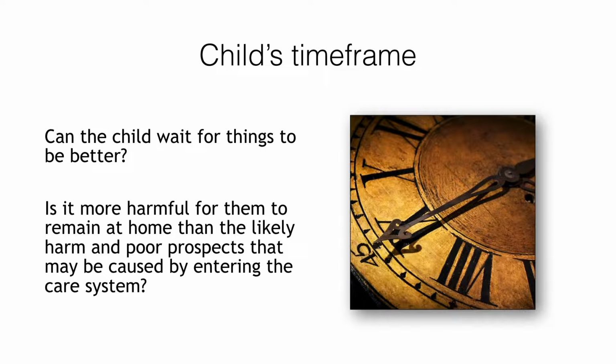We are effectively balancing things. It will be better if things change and improve as predicted. We can tolerate the harm. To remove the children would cause greater harm. These are difficult balances to consider.